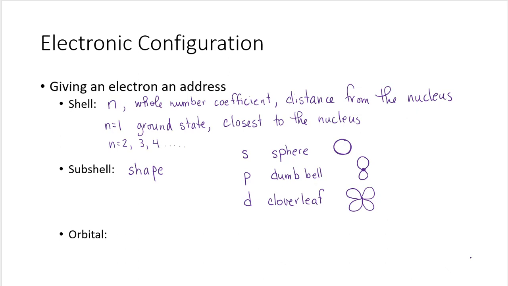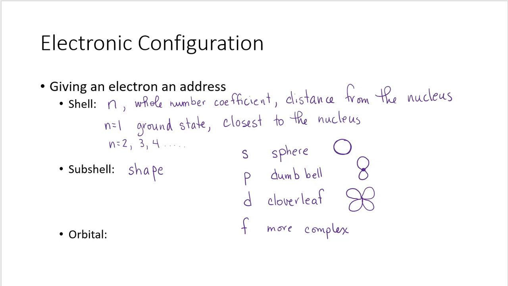These things are very technically called nodes. We're increasing the number of nodes. It doesn't matter. All that matters is that S is sphere, P is dumbbell, D is a cloverleaf, and F is more complicated. So those are the subshells. Those are what the place where the electron lives looks like. What is the shape of where it lives.